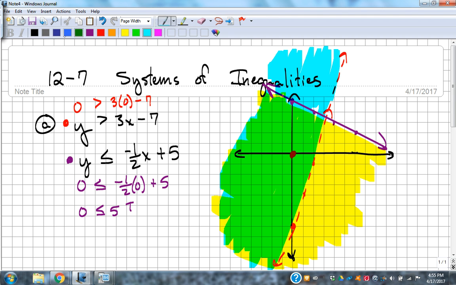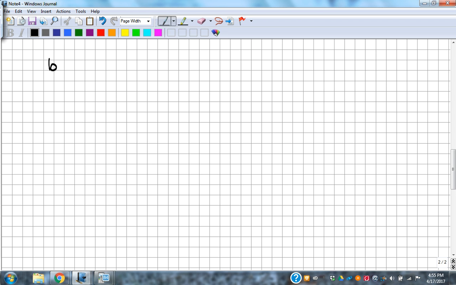All right. Let's look at a nonlinear one. Example B. Y is greater than or equal to x squared minus 4. And then x plus y is less than or equal to 2. I like it when they do both equal to marks because that means I don't have to think about the lines. They're both solid lines. That makes it easier. So I'm going to graph these.